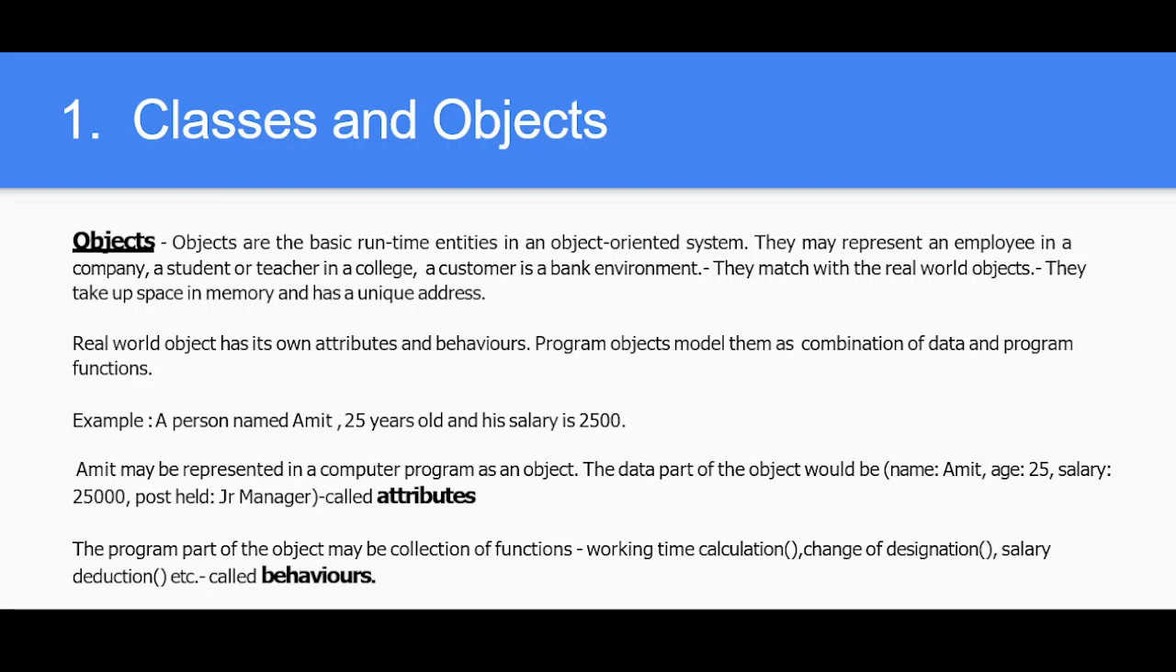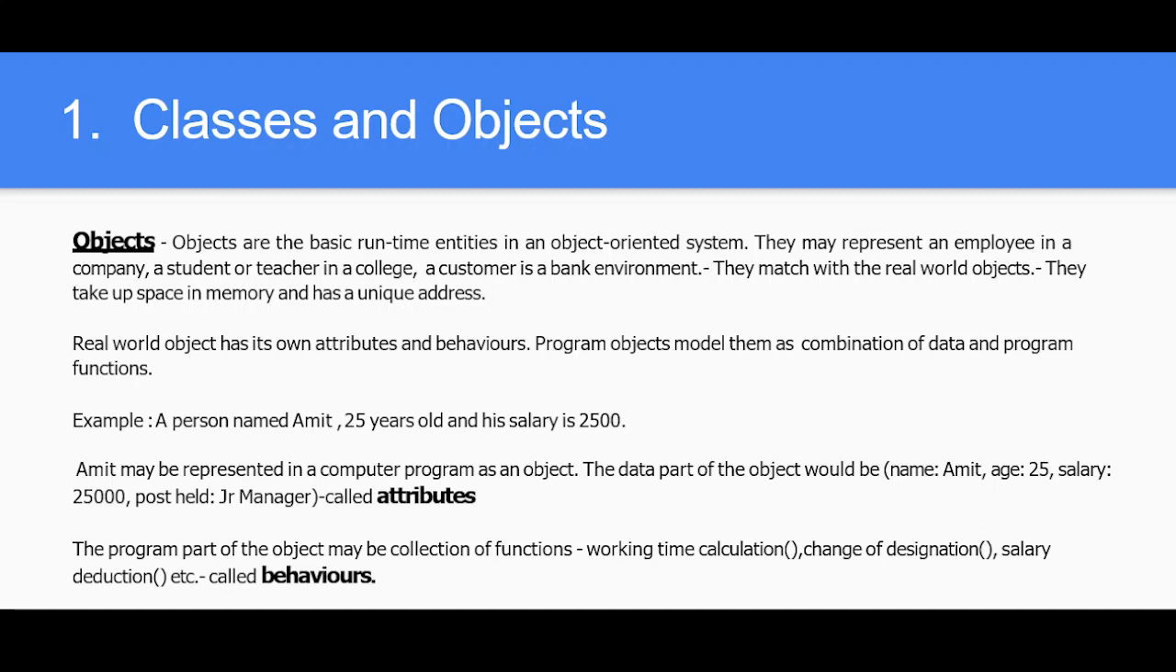They take up space in memory and have a unique address. A real world object has its own attributes and behaviors. Program objects may model them as a combination of data and program functions. For example, I have a person named Amit. He is 25 years old and his salary is 2500. So Amit may be represented as an object.